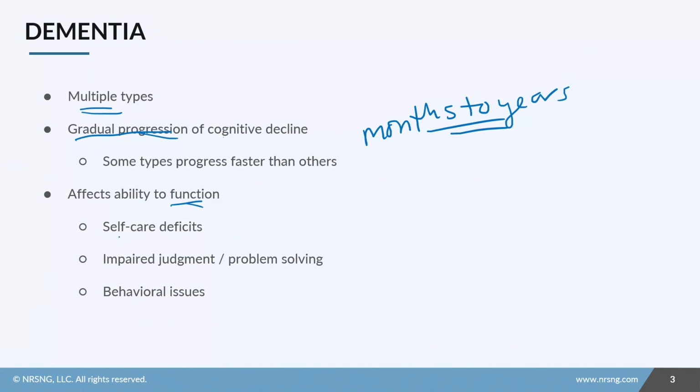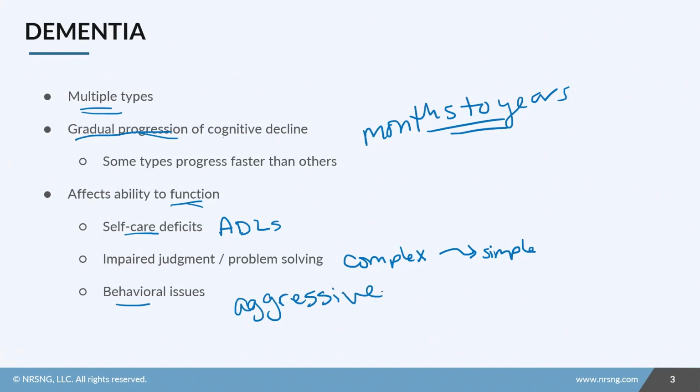Clients will start to experience self-care deficits. They're going to struggle to perform their normal ADLs or even cook for themselves. They'll have impaired judgment and problem solving. They especially lose those complex problem solving tasks first, and then as time goes on, they'll start to lose the simple tasks as well. We may even see some behavioral changes as their cognition declines, and they may even get aggressive. Sometimes the aggression is out of fear or anxiety, and sometimes it's because their nerve connections are just not firing like they're supposed to.